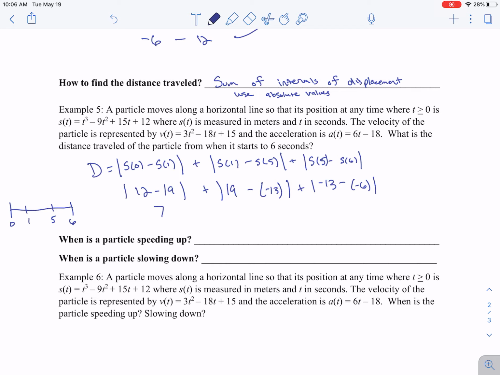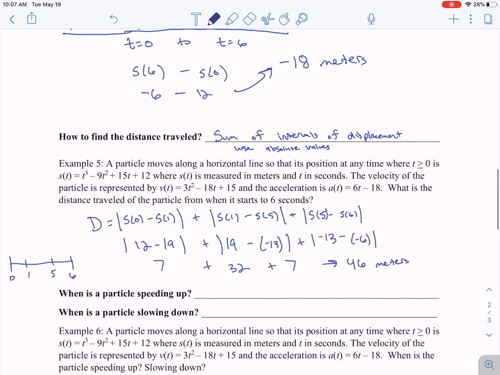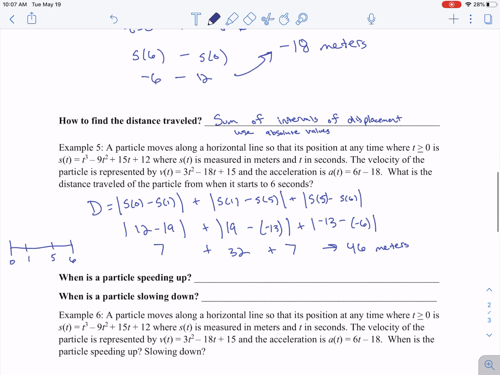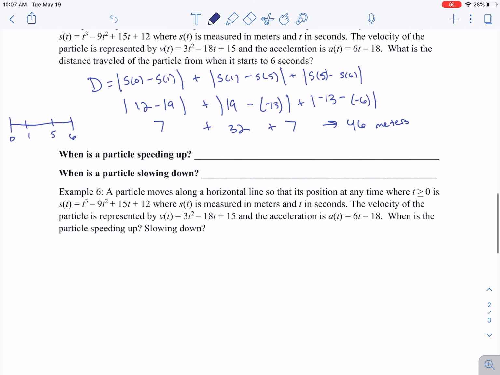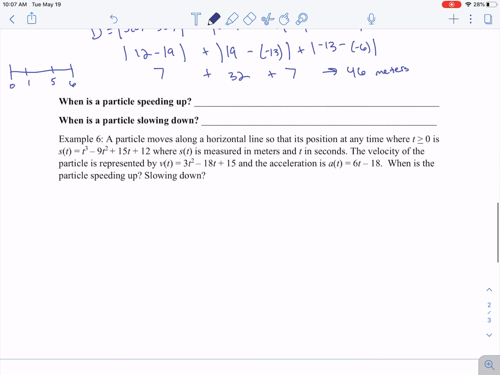So I'm going to get, looks like that's going to be a 7. Plus this is going to be 32. Plus this looks like this is going to be just another 7, I think it is. Add those together, and I'm going to get 46 meters is how much we traveled. Okay, so our displacement is negative 18. So from when I started to I finished, I'm 18 meters away, but my total distance that I did travel was 46 meters.